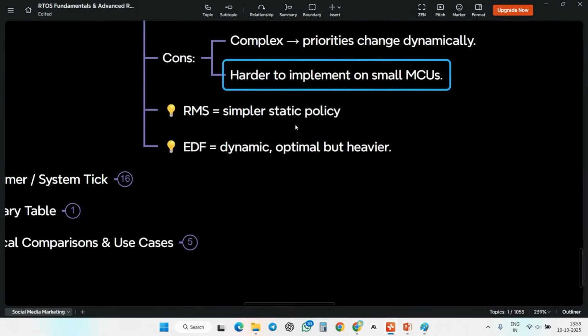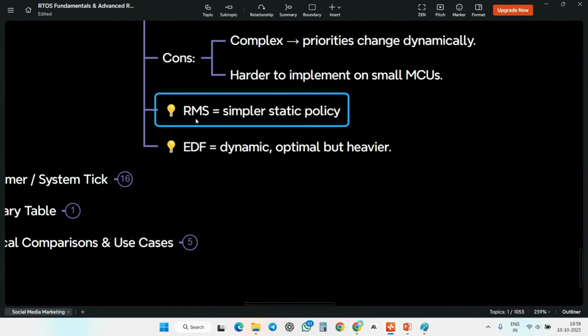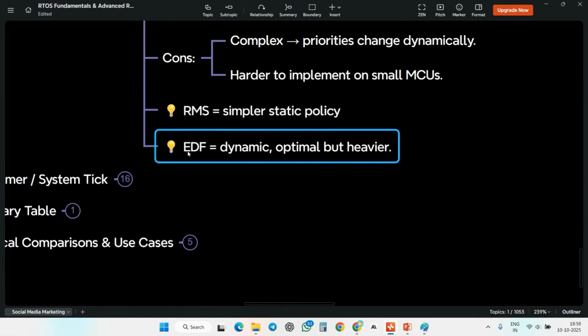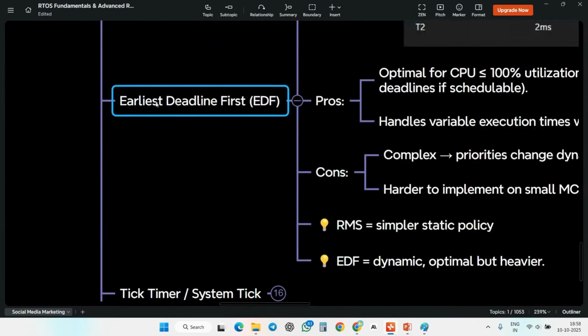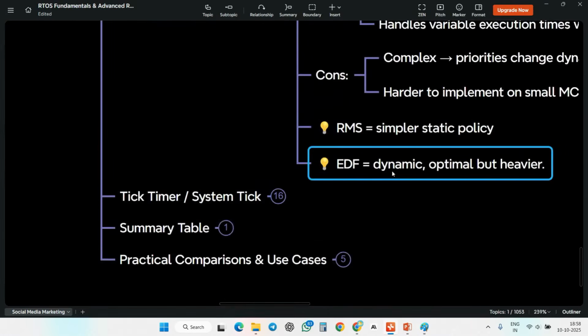And this RMS, the rate monotonic, is a static policy. And the earliest deadline first is a dynamic policy. It is the heavier one. Earliest deadline first is a dynamic policy.